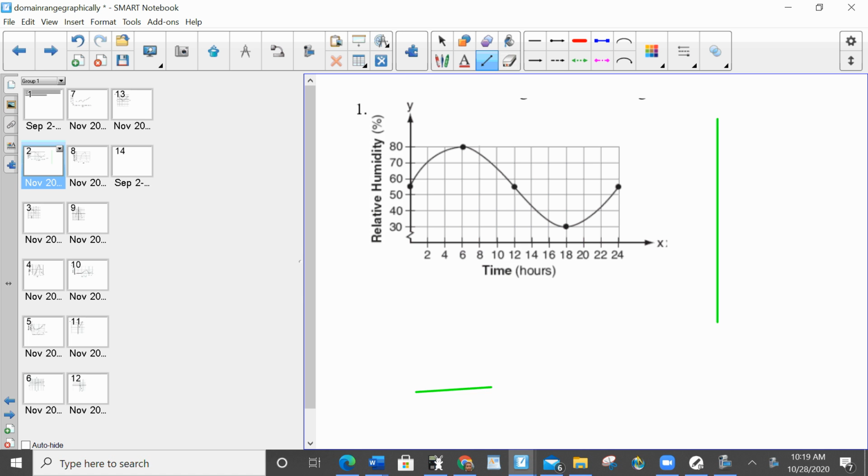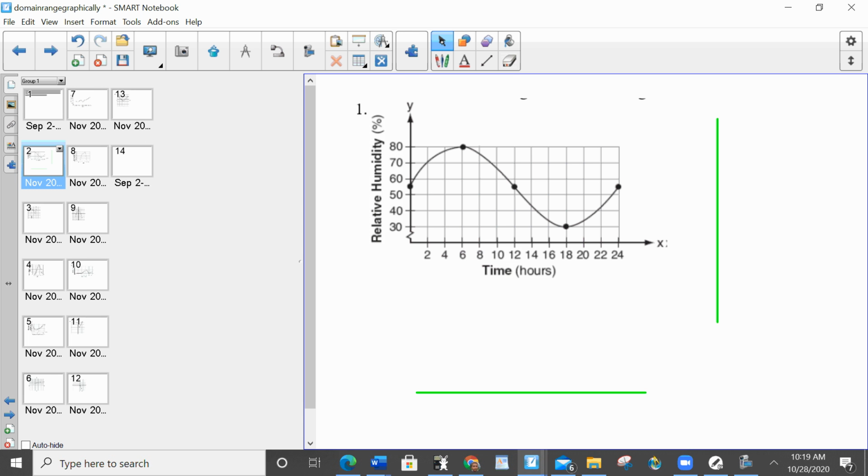So what I'm going to do, I usually take my pen and I travel from left to right for domain and bottom to top for range, but I can't show you my pen traveling on the graph, so I just need this line and I'm going to travel. So domain is all of my possible x values. So I'm going to find where my x values start and stop from left to right.